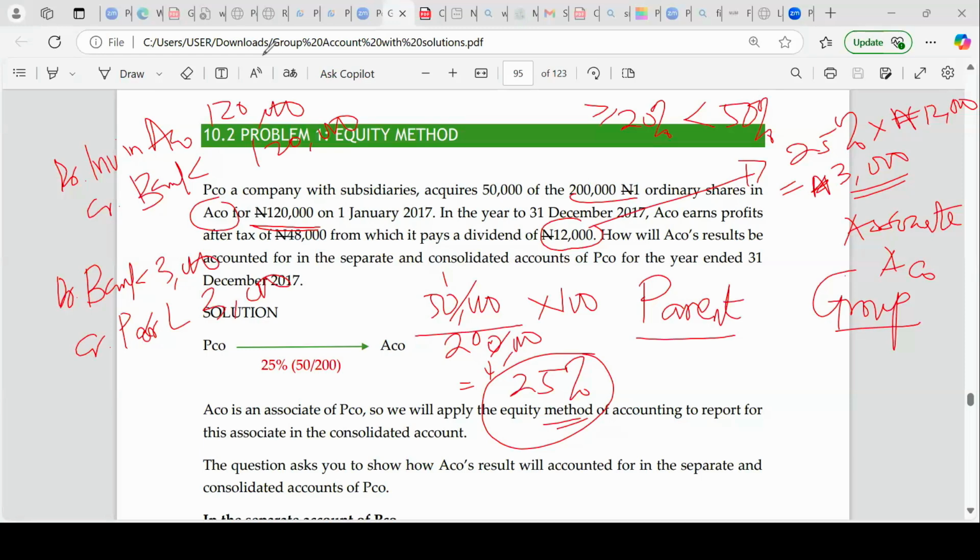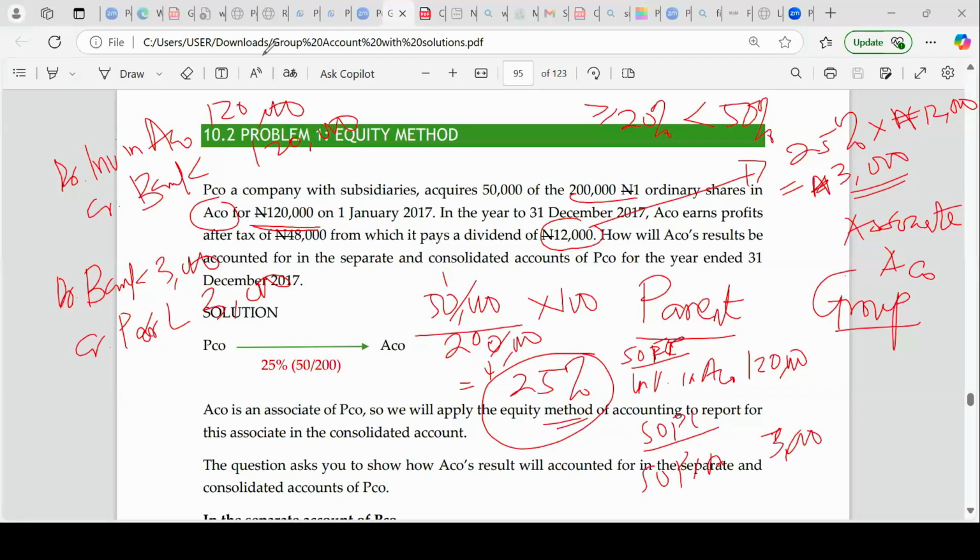In the book of the parent, on their SOPL, they are going to have, at the point when they bought, SOFP, rather, they would have had how much? Investment in ECO, 120,000. At the end of the year, in their SOPL, they're going to have share of profit in associates. How much? 3,000. This is the separate book.